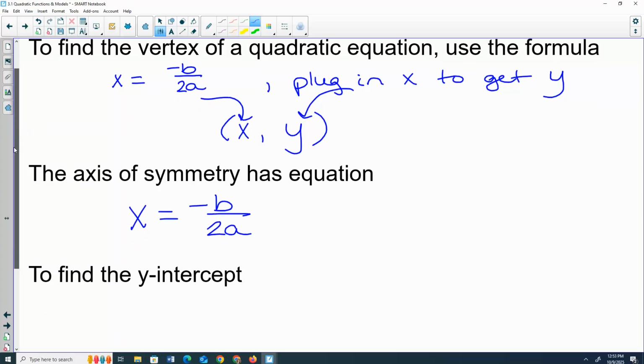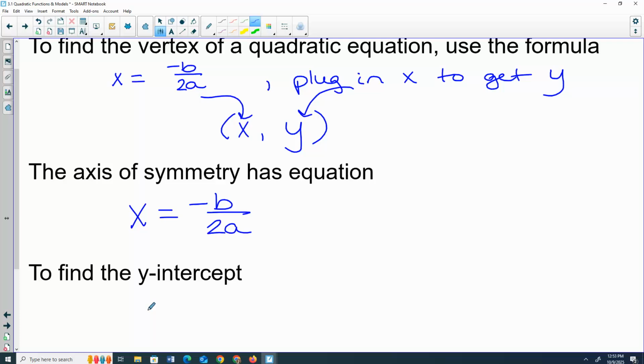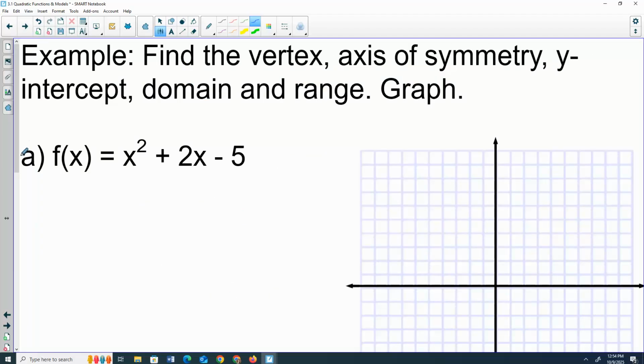We can also use standard form to get the y-intercept. How do you find a y-intercept? Same thing we would do if we had a line. How do we find the intercepts of anything? We plug 0 in for x. If I want to know where you hit the y-axis, that means your x is 0. So, let's try that with a couple.